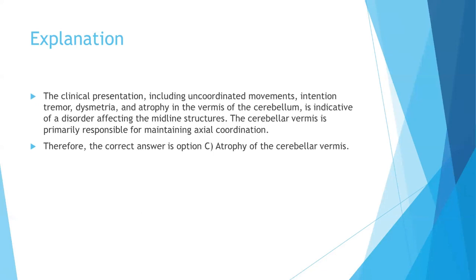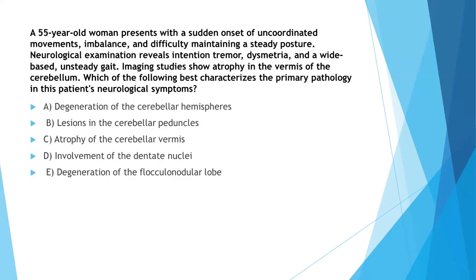So the clinical presentation, including uncoordinated movements, intentional tremor, dysmetria, and atrophy in the vermis of the cerebellum, is indicative of a disorder affecting the midline structures. The cerebellar vermis is primarily responsible for maintaining axial coordination. So the correct answer is atrophy of the cerebellar vermis.